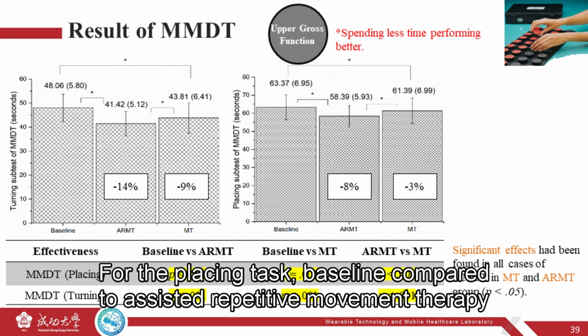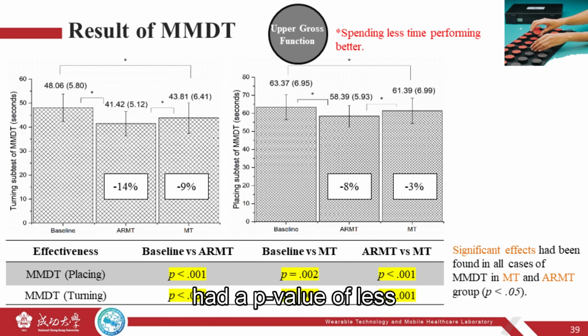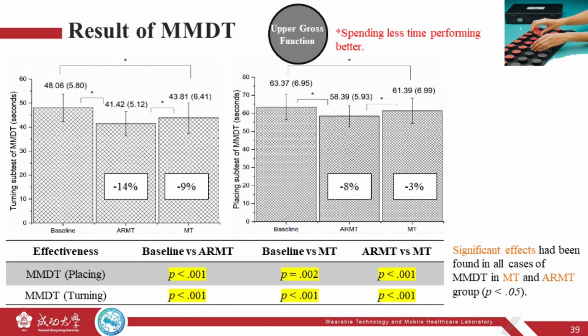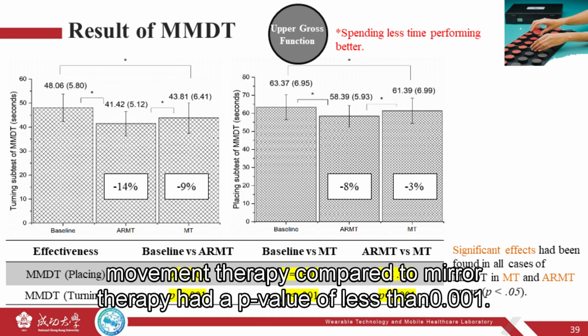For the placing task, baseline compared to assisted repetitive movement therapy had a p-value of less than 0.001. Baseline compared to mirror therapy had a p-value of 0.002. Assisted repetitive movement therapy compared to mirror therapy had a p-value of less than 0.001.